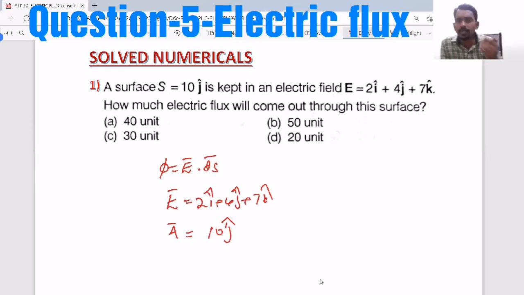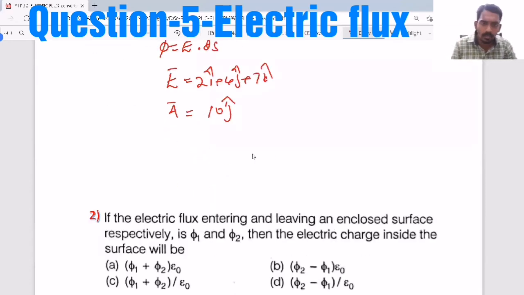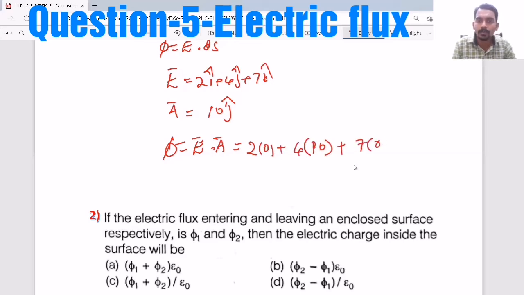Like that, here they have given it directly, but sometimes they may not have given, so then you have to take care. Then what you will do is apply the dot product E bar dot A bar. So i coefficient into i coefficient: here 2, but here no i coefficient, 0, plus 4 into 10, plus 7 into 0. So what is the answer? 40. 40 Newton meter square per coulomb, or the unit is Weber.